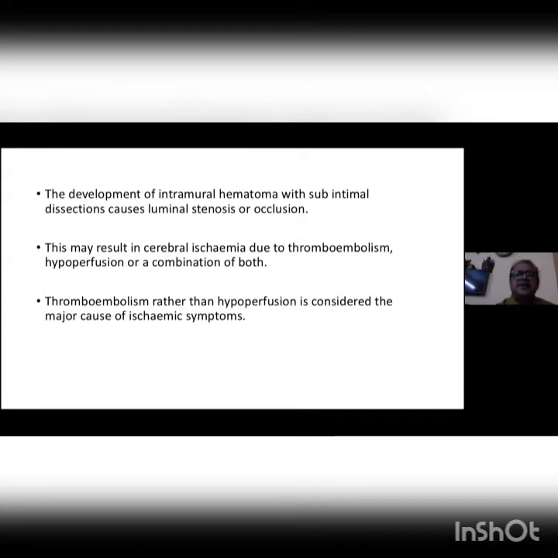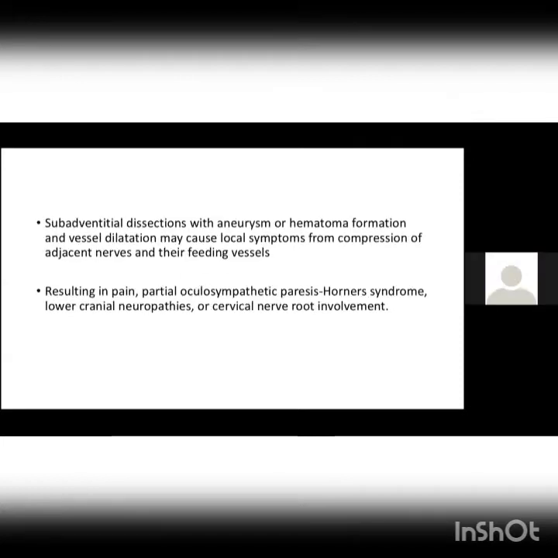The development of intramural hematoma with subintimal dissections causes luminal stenosis or occlusion. There is already a double lumen, and then an intramural hematoma happens, which further occludes the blood vessel. This may result in cerebral ischemia due to thromboembolism, hypoperfusion, or a combination of both. Thromboembolism rather than hypoperfusion is considered the major cause of ischemic symptoms. Thromboembolism is the commonest cause of ischemic episodes in patients with dissection.